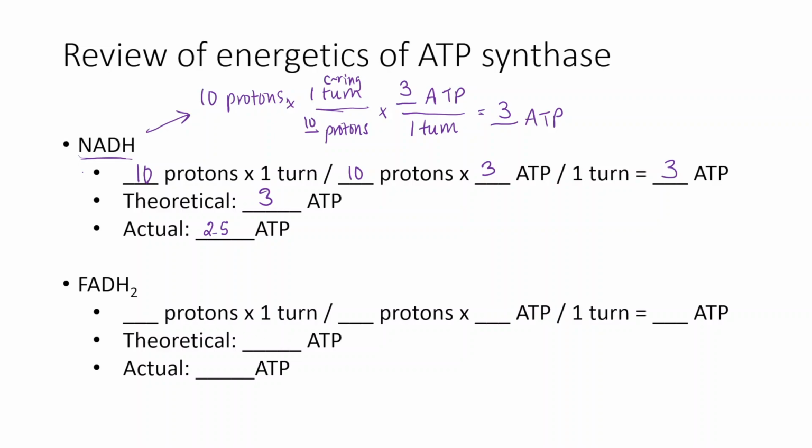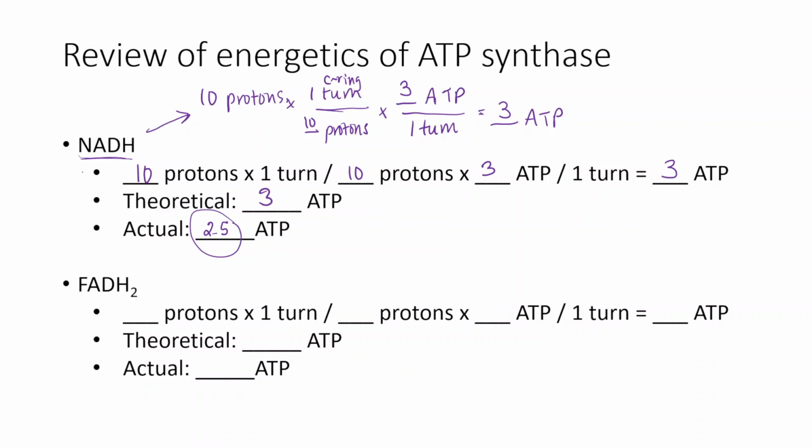Okay, so we did. But you said that you have to remember the actual. Yeah, so this number, the 2.5, is not a number you can calculate. You can figure out the theoretical number by doing this math we just did. The actual number is a little bit less because it's not a 100% efficient use of all the protons.